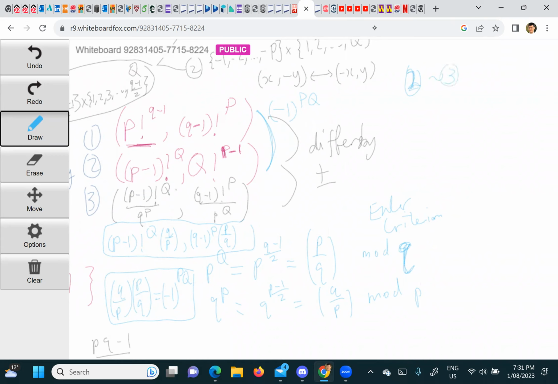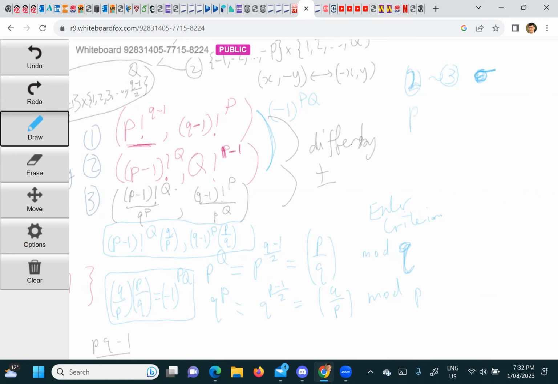Okay, so we said 2 is the same as 3 up to a sign change. Let's call the sign change epsilon, or actually it's a sign permutation, like sigma. So let's call the sign sigma. That means 2 equals sigma times 3. Sorry, 2 is related to 3.